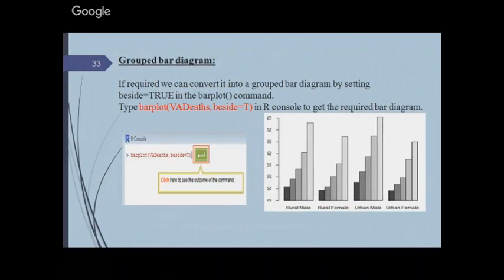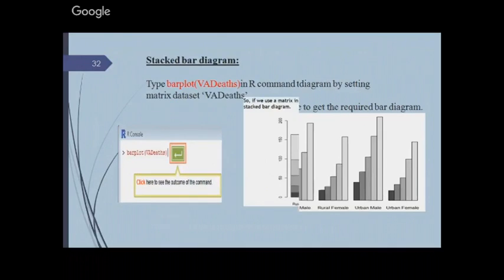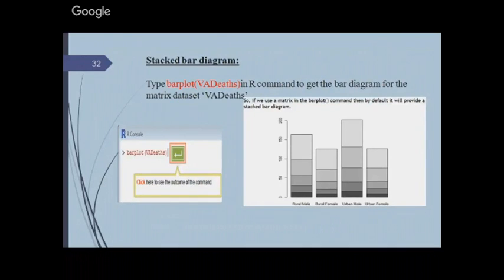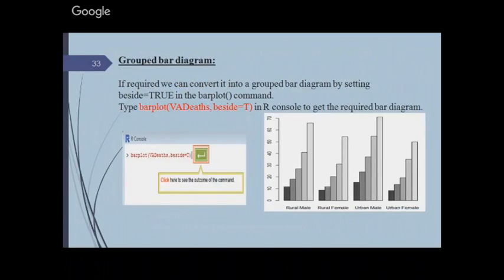Beside equal to true is the third argument, which I am disclosing right now. So what is the difference in the plot? Beside equal to T means true. All the 5 stacked bars are now beside each other, rather than one above another. So if beside is equal to true, it will display it like this. If beside equals false, by default, it will show it like this. Getting my point?